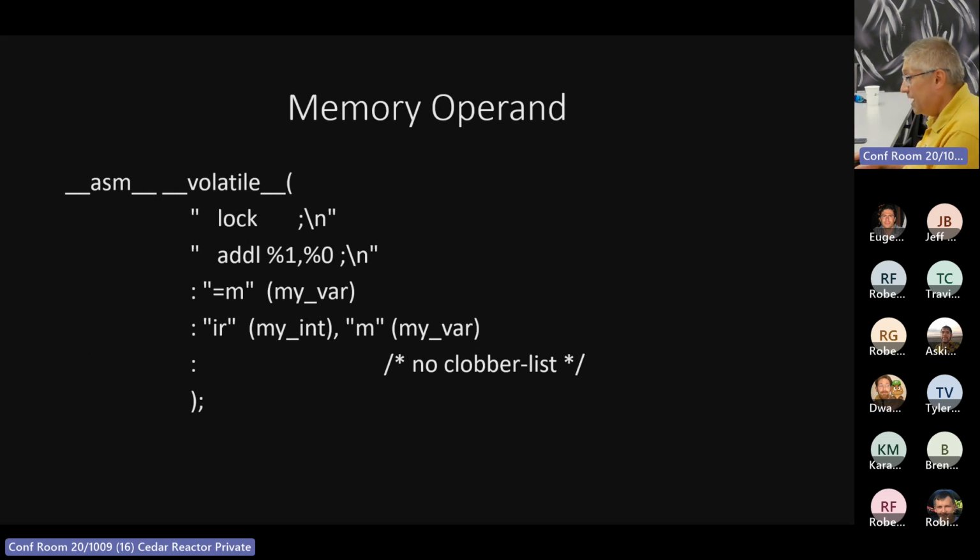Here we're using a memory variable, my var. So we're putting a pointer in here, and we're updating the address of the pointer. And when we get the result back, we should be getting the address of my var that's been updated.